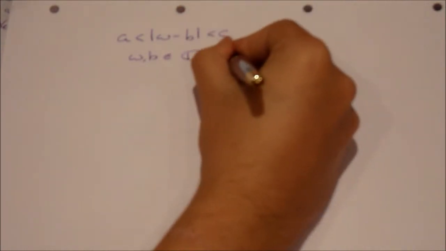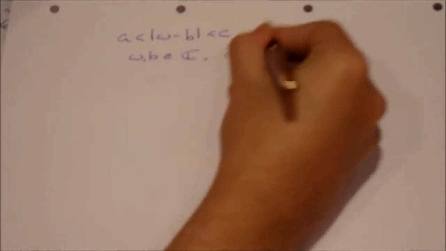Hey guys, in this video I'm just going to be going over the method for sketching graphs of the form a is less than the modulus of w minus b is less than c. Of course where w and b belong to the complex plane, and a and b and c are real numbers.